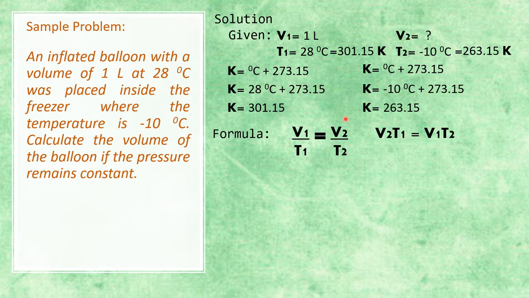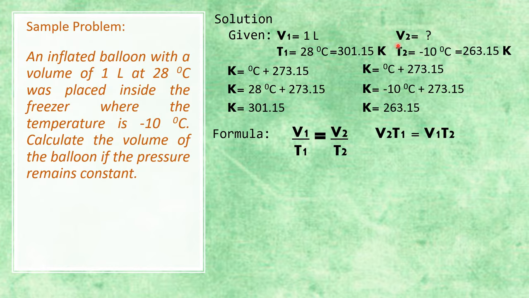Dahil nga ang unknown natin ay ang final volume, kailangan nating i-derive ang formula. We will just cross-multiply this formula. Pagsamahin natin si final volume at initial temperature. Meron na tayo ditong final volume times initial temperature, same with the other side. Initial volume times final temperature. Ayan, napagsama na natin. Initial volume times final temperature.